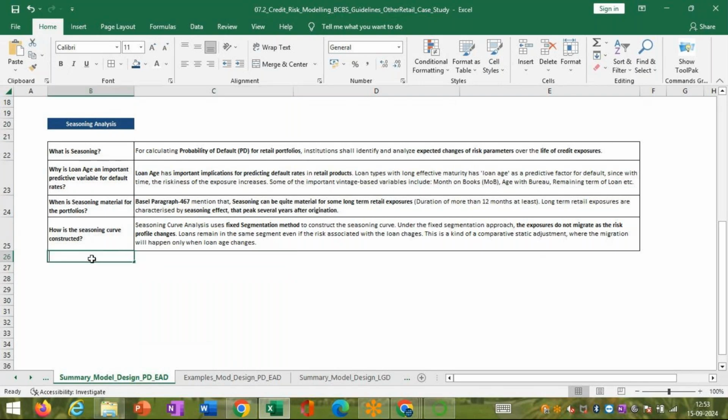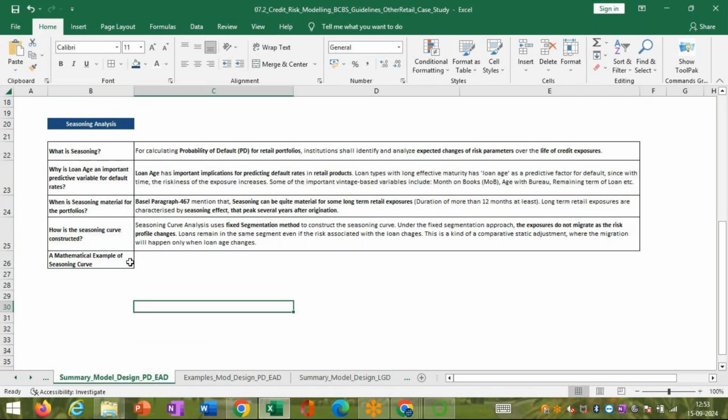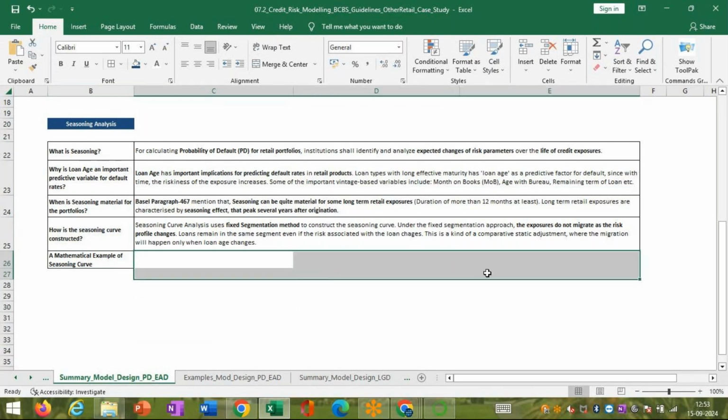Okay, a mathematical example of the seasoning curve. So how is it actually happening?